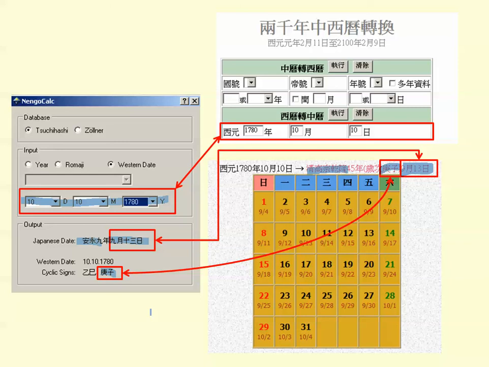And how do you find these conversion software pages? Basically, just go to Google, type in calendrical conversion. You'll find a bazillion resources. And of course, it's not just East Asian calendars. There's Mediterranean calendar conversion, all kinds of stuff like that.